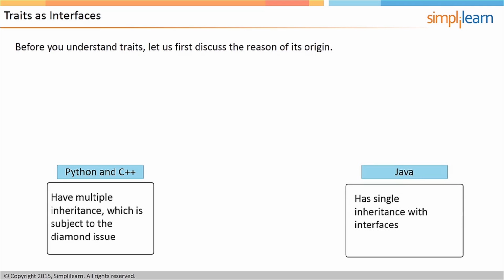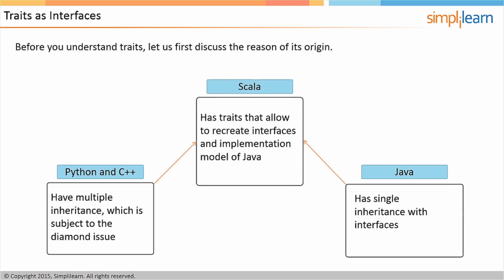For avoiding the issues of multiple inheritance, the Java designers instead decided to have single inheritance with interfaces to make the system a little flexible. Scala exists halfway between full multiple inheritance and Java's single inheritance with interface model, as it has traits. Traits allow you to recreate interfaces as Java does, and it also lets you go further. Using traits, you can recreate the interfaces and implementation model of Java.